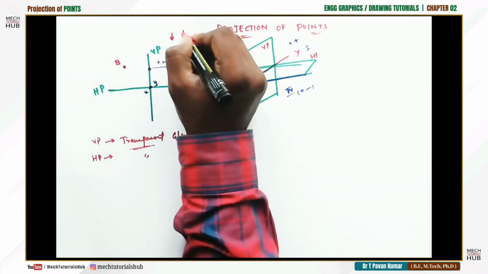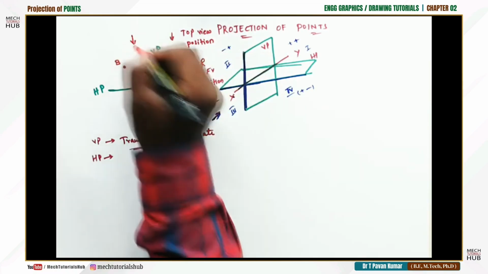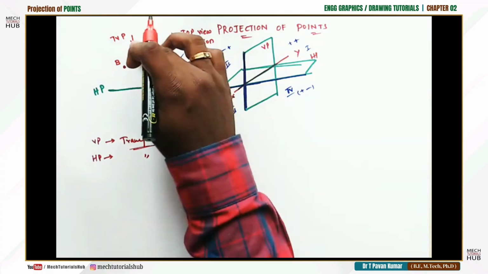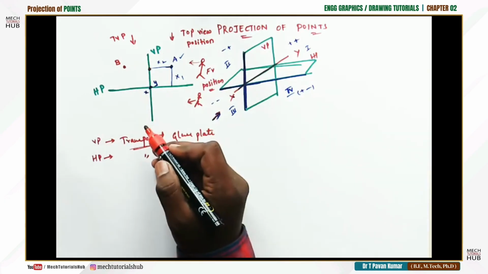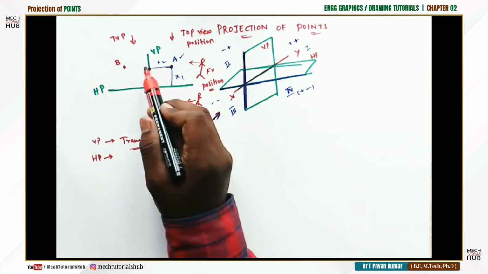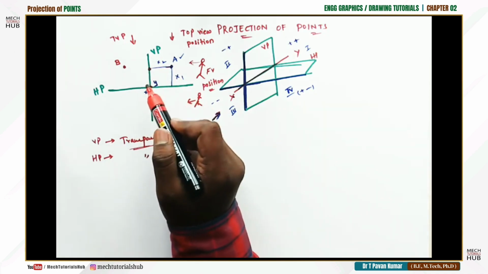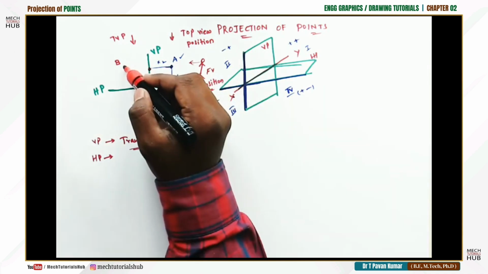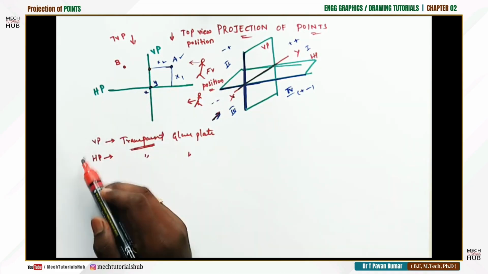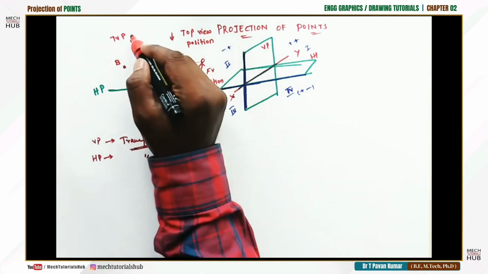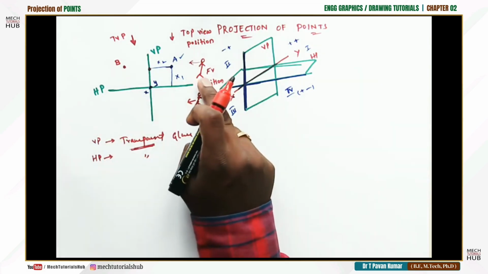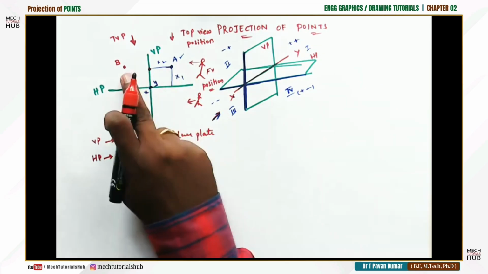Similarly, this is the top view position of the observer. So when I view from the top, there is an object A, B again. I can say whether object A or object B is in front or behind. That is very easy. But I can't predict whether the object is below HP or above HP. Why? Because it is a transparent glass plate. When the plate is transparent and I am viewing from a distance, I can't predict whether it is below or above. Similarly, from this position I can't predict whether the object is behind or in front.